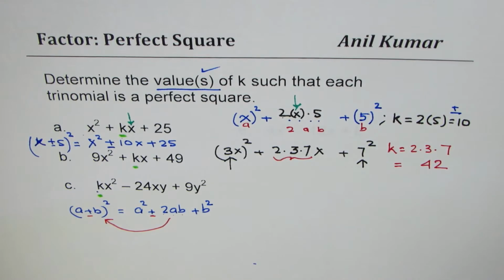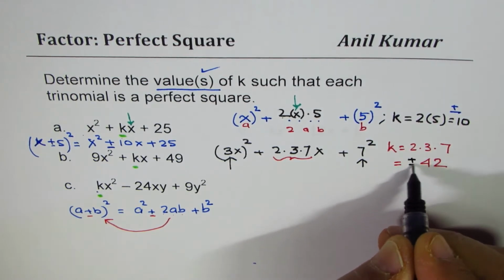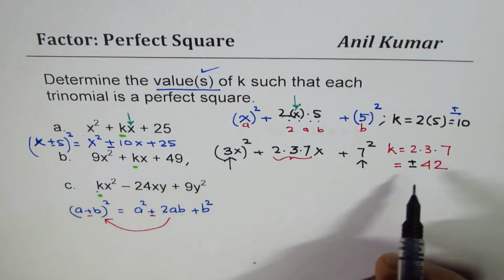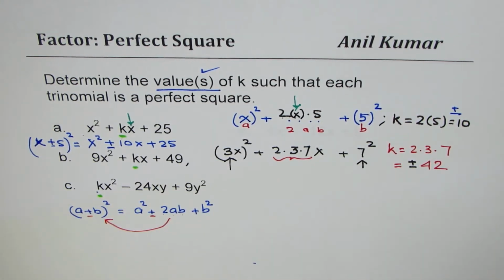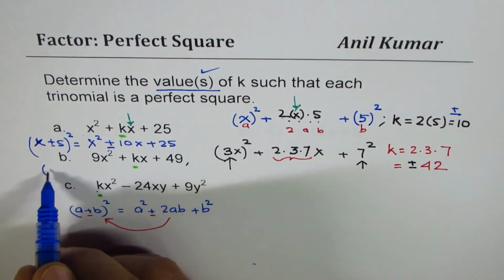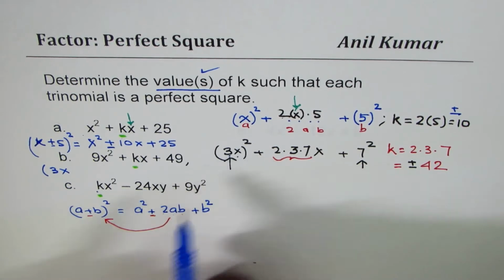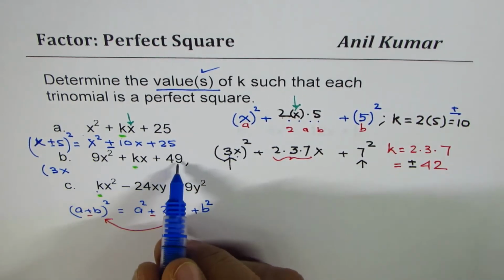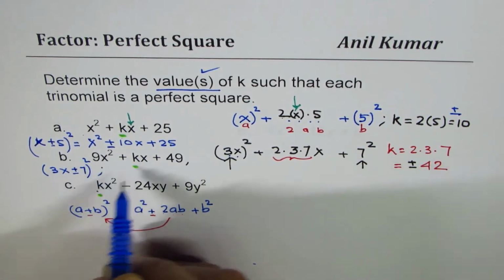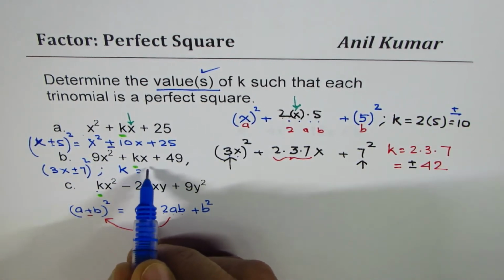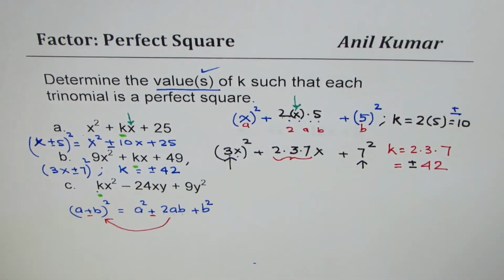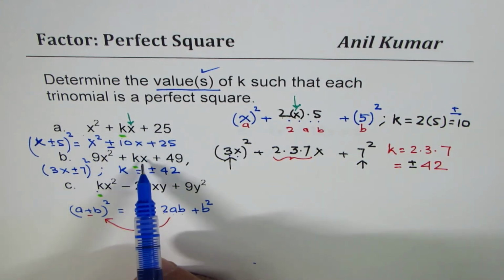So 42 is the right value. We could take plus or minus, both, right? So here we know k is plus or minus 42, correct? So you could write this as a perfect square. 3x this time, a is 3x, and b is 7. 3x plus or minus 7 whole square, that gives you k as plus or minus 42. So I hope the concept is clear with k as a coefficient of x.